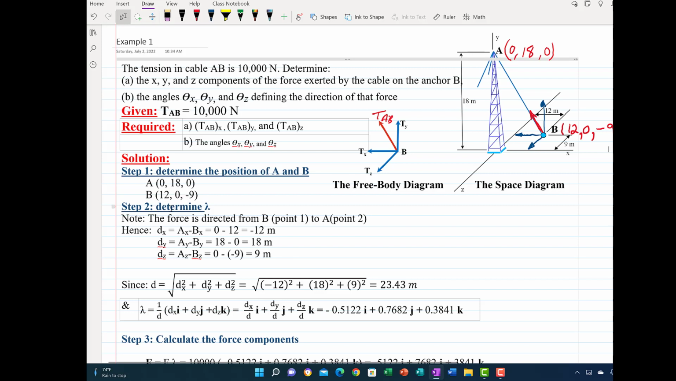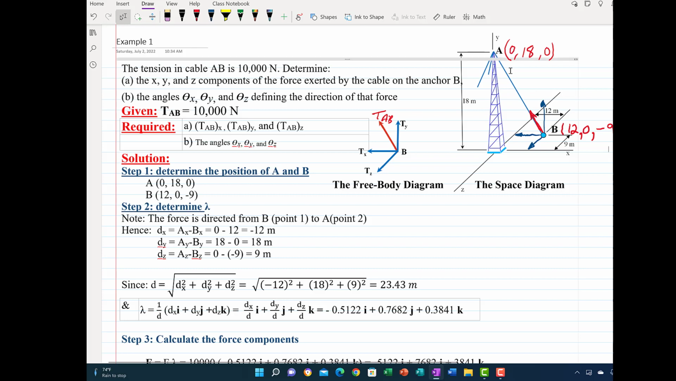Now, the next step is to determine the vector lambda. To determine the vector lambda, first we need to get the dx value. It's going to be Ax minus Bx, since I'm going from B to A. The final point is A and the starting point is B, so it's going to be A minus B.